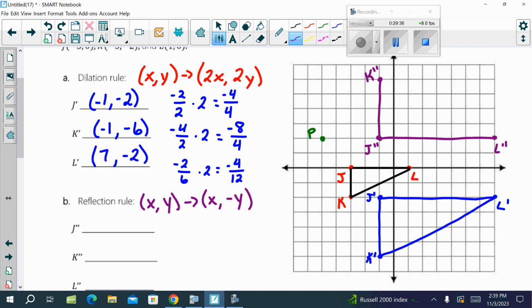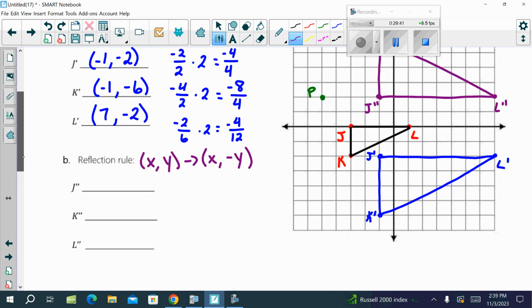So I'm going to do equidistant for my picture. I'm going to do both. So equidistance easier for my picture, and then for my points, I'm going to apply the rule to these points, because that'll make it easier as well. So negative 1, positive 2, negative 1, positive 6, and 7, positive 2. So I'm going to use both. Equidistant and the rule. All right, do we have any questions about dilations? No?